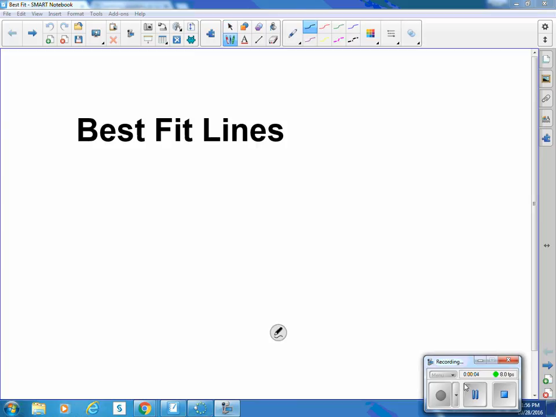This video clip explains how to find the equation that best fits data points, a line of best fit.